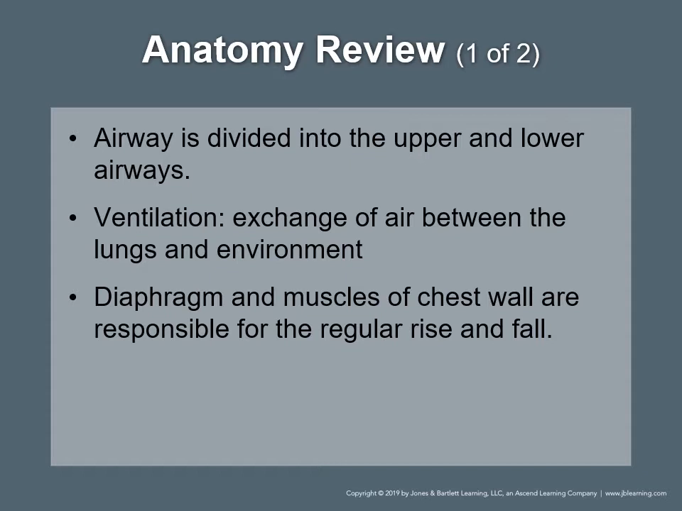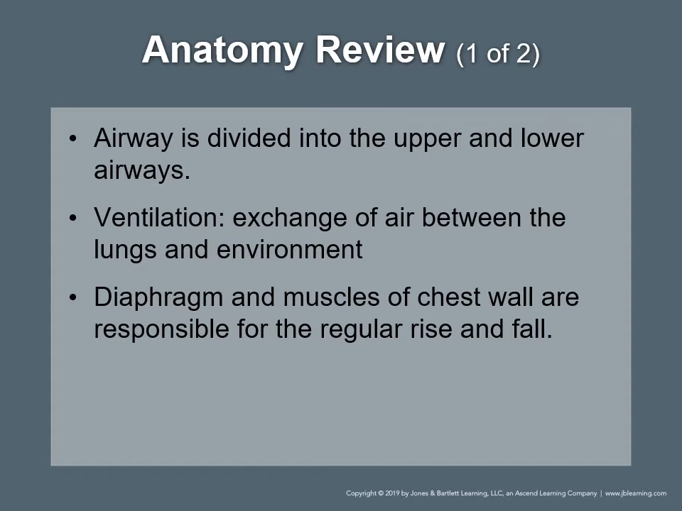Anatomy review. Respiratory system consists of all the structures in the body that make up the airway and help us breathe. Airway is divided into the upper and lower airway. Structures that help us breathe include the diaphragm, muscles of the chest wall, accessory muscles of breathing, and nerves from the brain and spinal cord to those muscles.